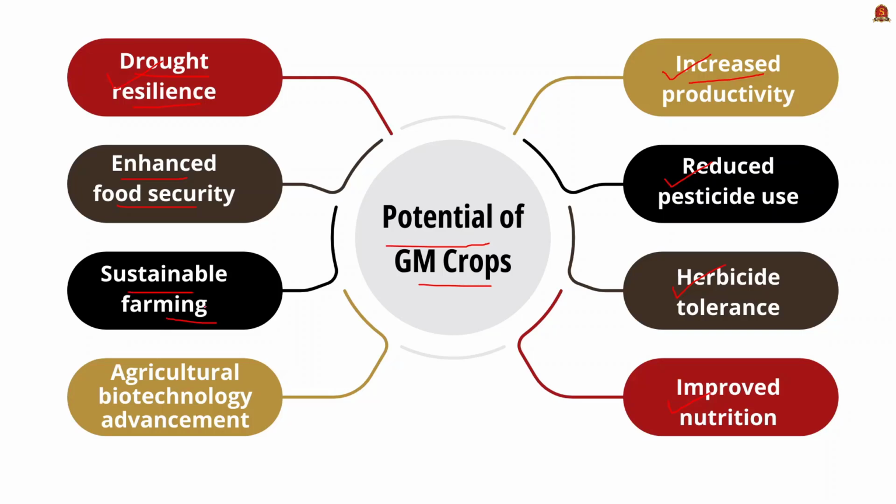See, we can promote sustainable farming methods by developing GM crops which can enhance yield and stress resistance. Then GM crops also support the advancement of agricultural biotechnology, which in turn contributes to sustainable farming. So these are the important advantages of GM crops.